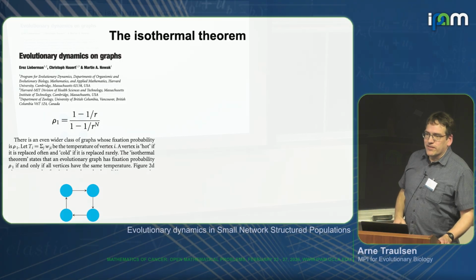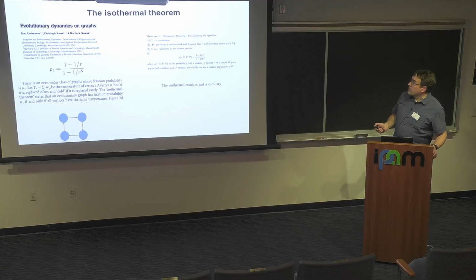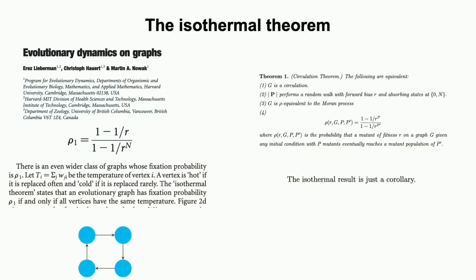What I find a bit disappointing is the way that this is written down, because here in the main text of this paper, they mention the isothermal theorem. In the appendix, they have a theorem which they call circulation theorem, which looks more complicated. It's a generalization. And then they just write, the isothermal theorem is just a corollary. If you write papers like this, they are very hard to read for non-mathematicians. Because if you have a theorem, you want to see a proof somewhere, not just say, oh, this is just a trivial result. But this is an important result in this context, because you can see that many graphs would actually behave like the well-mixed case.